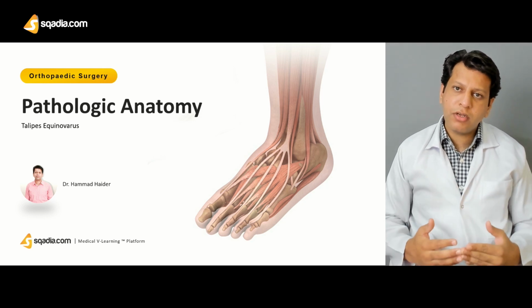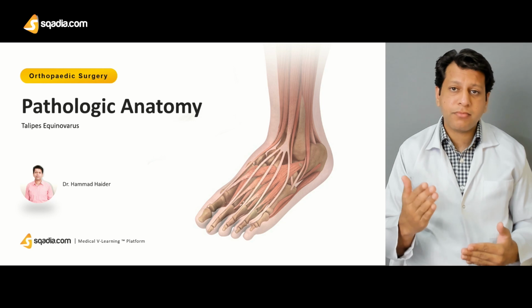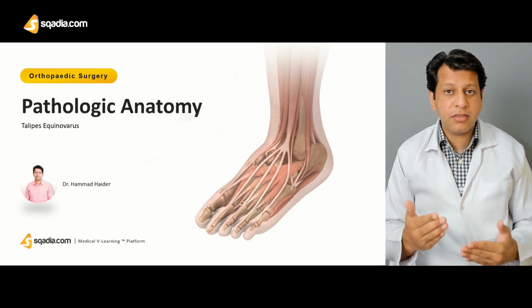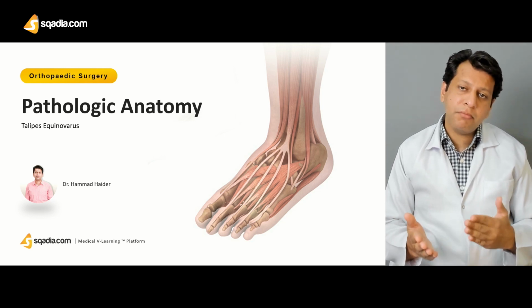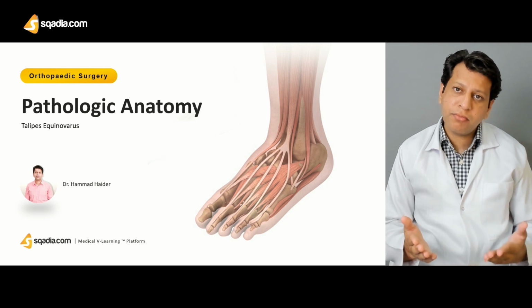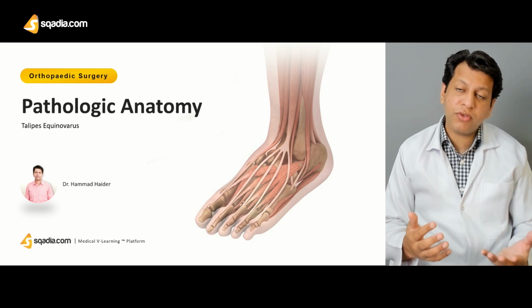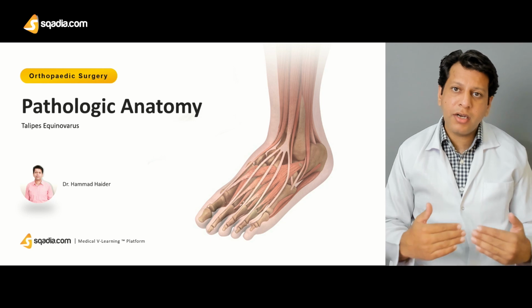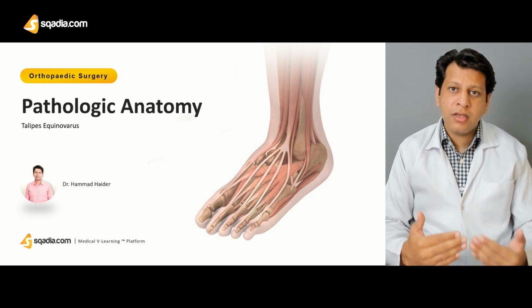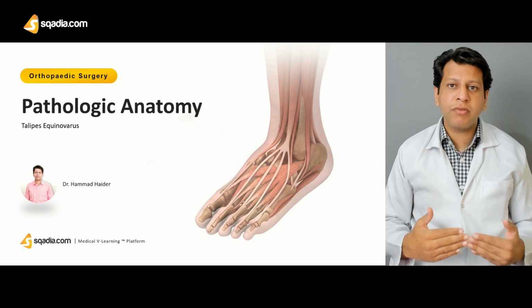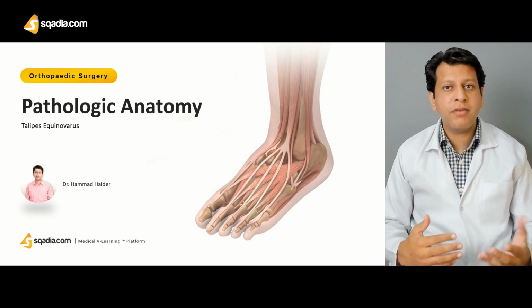Then there's a midfoot in which there are multiple bones. You start medially with the navicular, then come the medial, middle, and lateral cuneiforms, and on the lateral aspect you have the cuboid, which are actually articulating with the talus. And from then comes the forefoot, in which you have metatarsals as well as the phalanges.